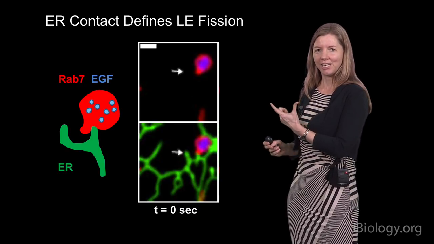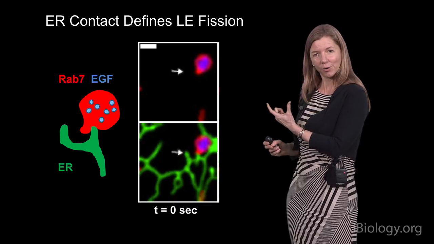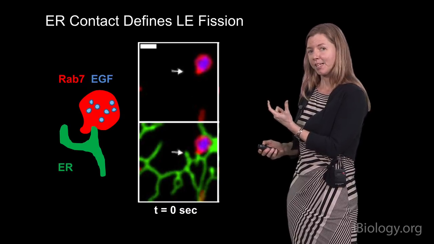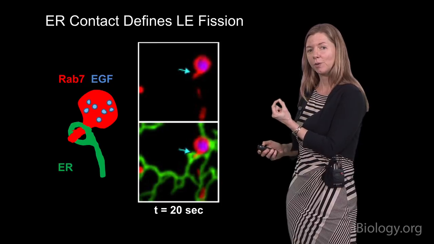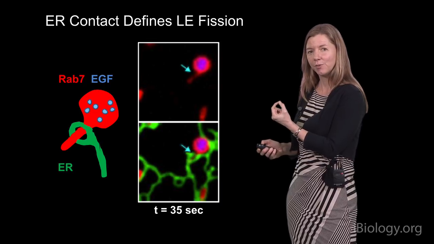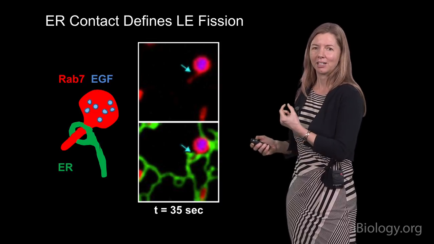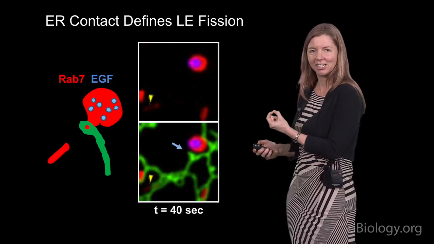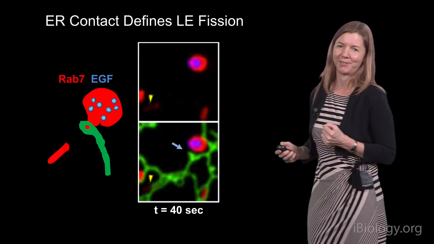And there's also an ER tube out where there's that arrow, and it's like an open C. What happens in the next frame is that C closes, makes a ring, and then the bud with cargo in it grows through that ring. And then between this frame and the next frame, that ring actually cinches up from here to there. And as it cinches up, it clips off that endosome bud.